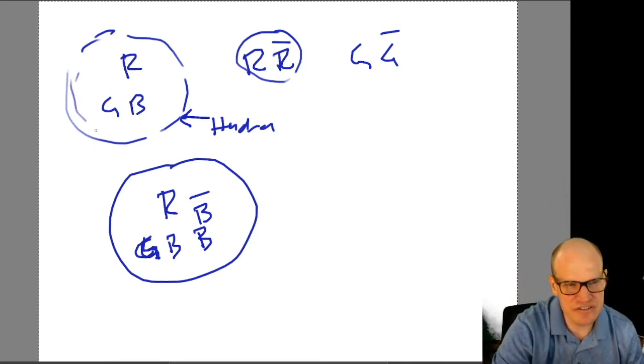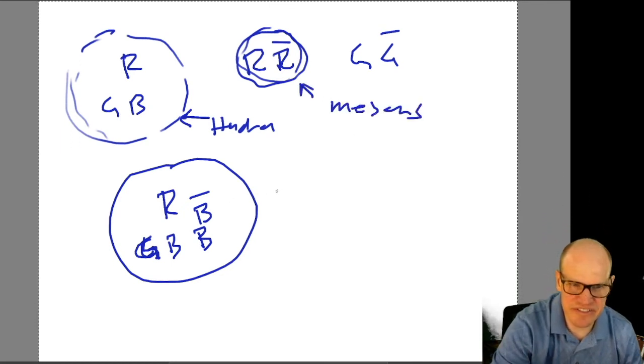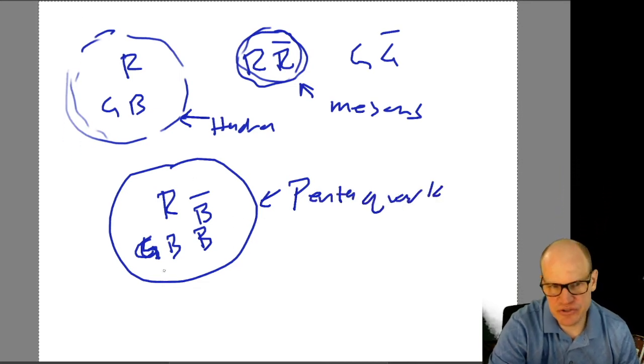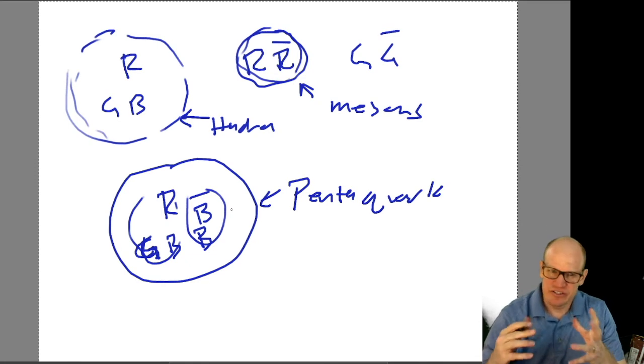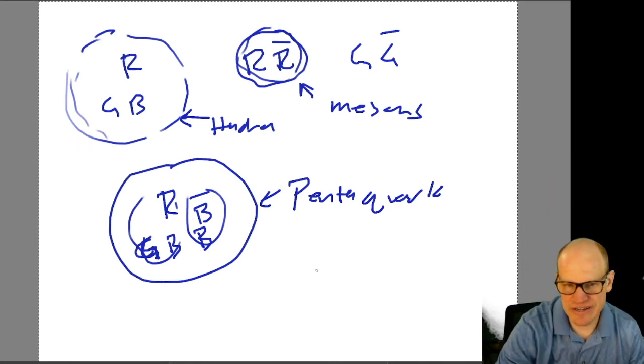You can have these triplets called hadrons, where you get a red, green, and a blue together. You can have these pairs where it's a color and an anti-color. These are called mesons. And then you can have this one here, which is a pentaquark, because there are five quarks, but it's still color neutral. You have red, green, and blue, and then you have blue and anti-blue. So these are all color neutral. You can't have bare color charge. The universe won't allow you to have a bare color charge.